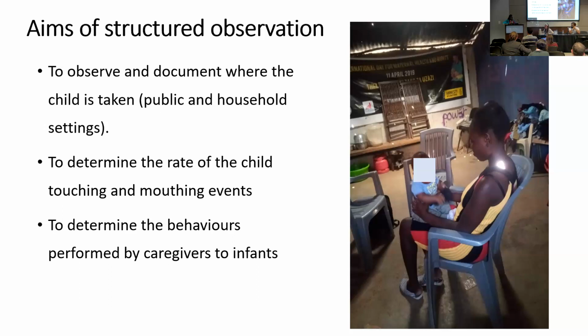The main objective of structured observation in this whole project is to try to understand three things. First, to observe and document where the infants, whom we are trying to understand how they get contamination to enteric disease pathogens, go, whether within the household space or within the public space. Then to also determine the rate of touching and mouthing events. And thirdly, to determine the behaviors that are usually performed by the caregivers to the infant. So it's basically just an observation to understand all these behaviors around the child.